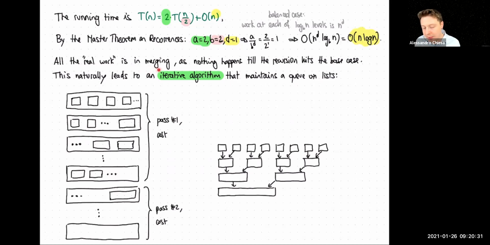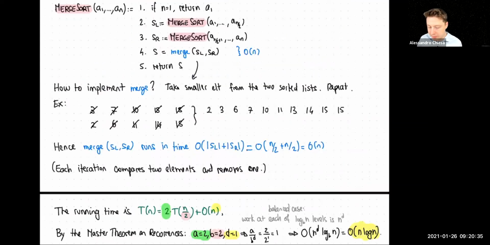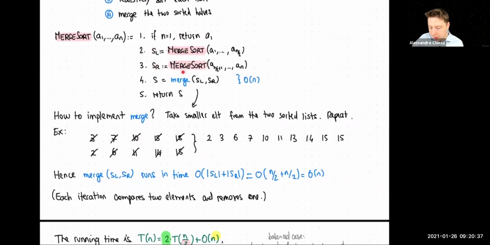So all the real work is emerging, right? Because if you look up here, in the non-base case, you just split, and at some point you get to the base case, and then all the recursive calls start coming back up, right? You start merging into bigger and bigger lists. There is nothing happening before you hit the bottom of the recursion.